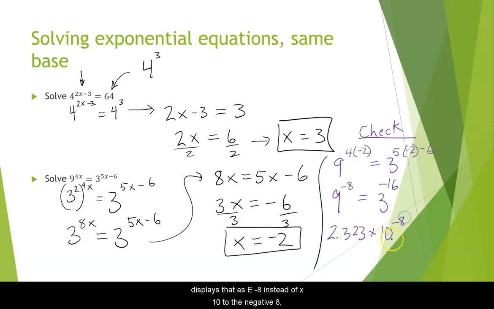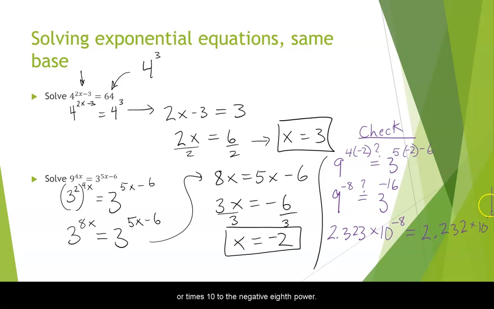My calculator actually displays that as e negative 8 instead of times 10 to the negative 8, but it means the same thing. And on the other side of this equal sign, we get the same exact thing. 2.323 e, or times 10 to the negative 8 power. The problem checks out.